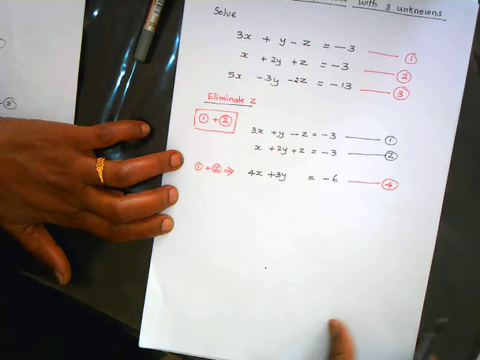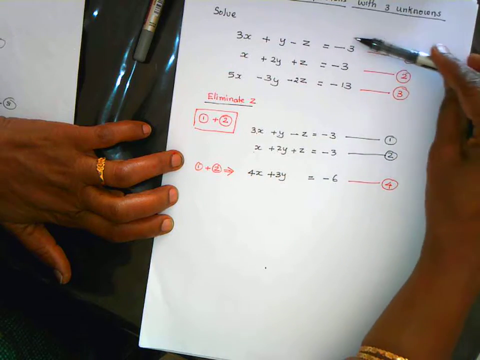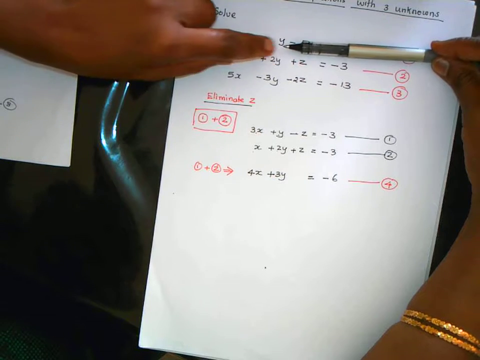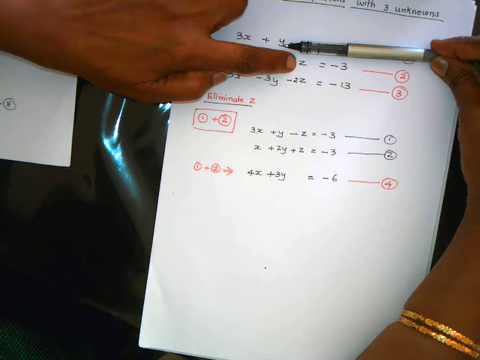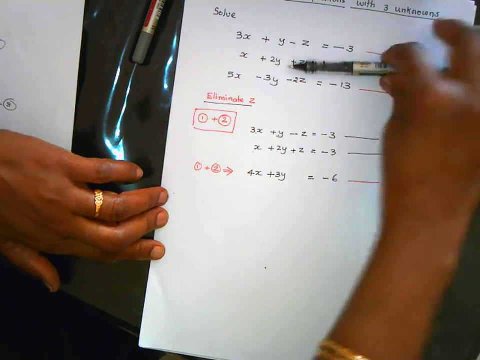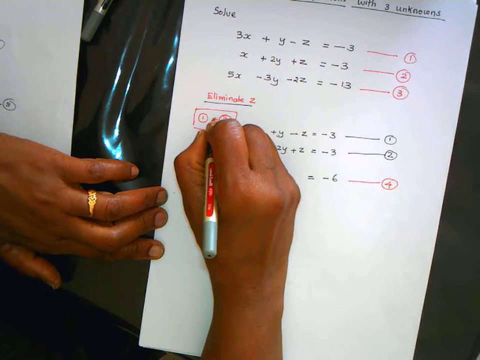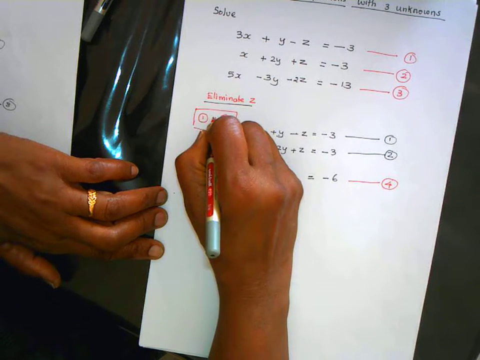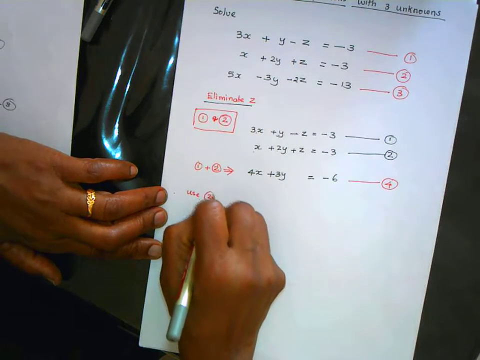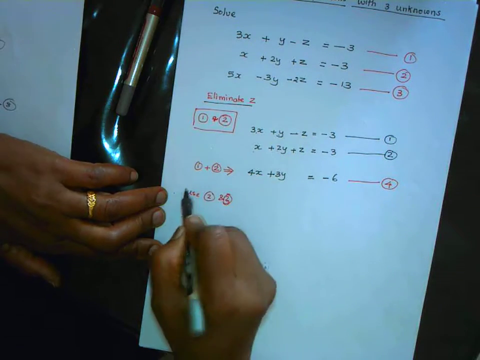So now I have to use another pair to get rid of z. Probably I'm going to use 2 and 3, because if I multiply this by 2, then I can eliminate z. I think I should change this to use equations 2 and 3. That's what I'm going to do.